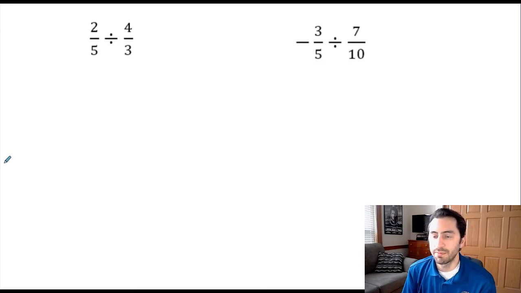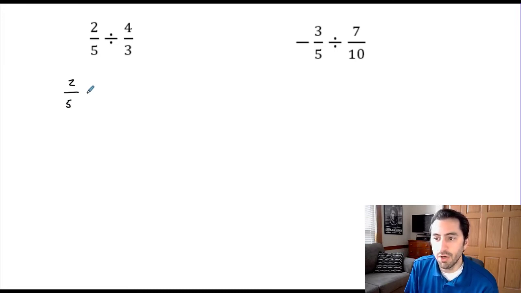So I have two here, and let's just go through each of these. So 2 over 5 divided by 4 over 3. Our process: we're going to take our first fraction, and then the second fraction, whichever fraction we're dividing by, we're going to change that to multiplying by the reciprocal. So the first one stays the same. This becomes multiplication, and then the second fraction is going to get flipped. So we end up with 2/5 times 3/4.